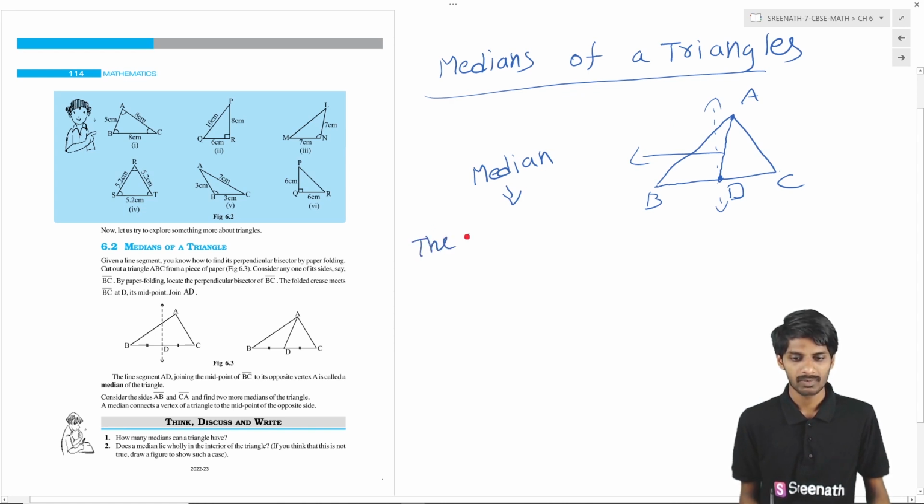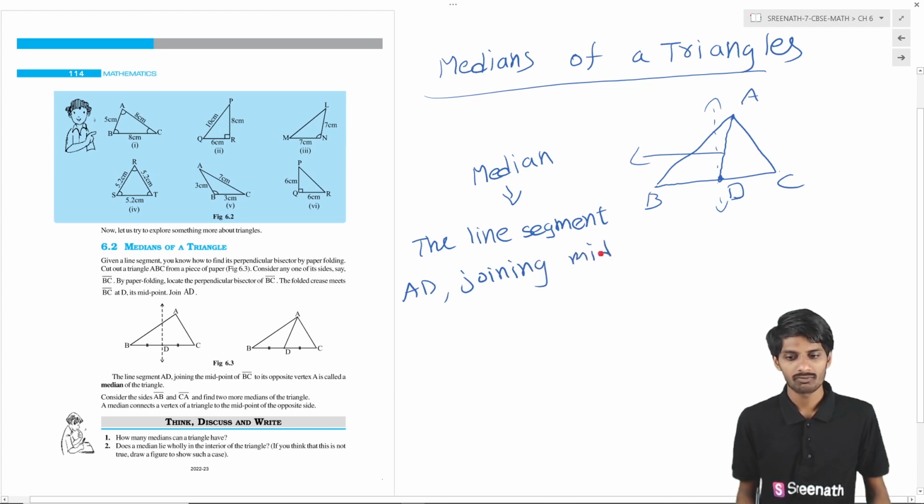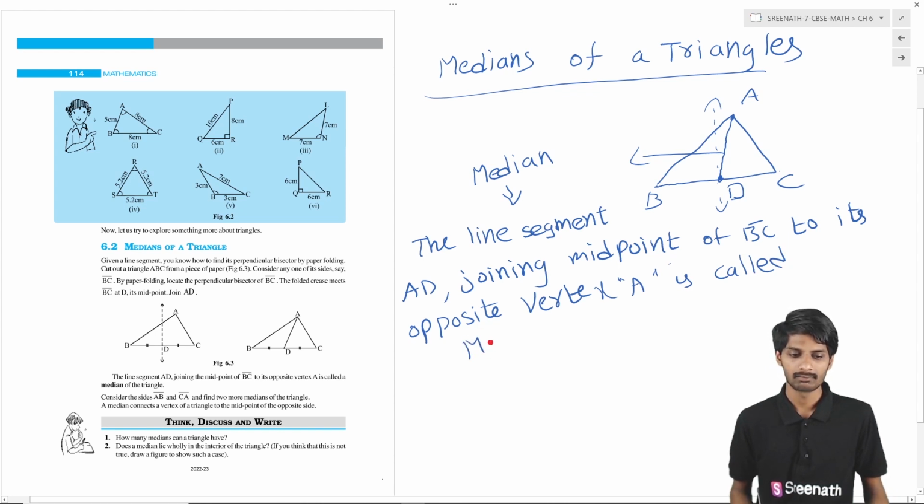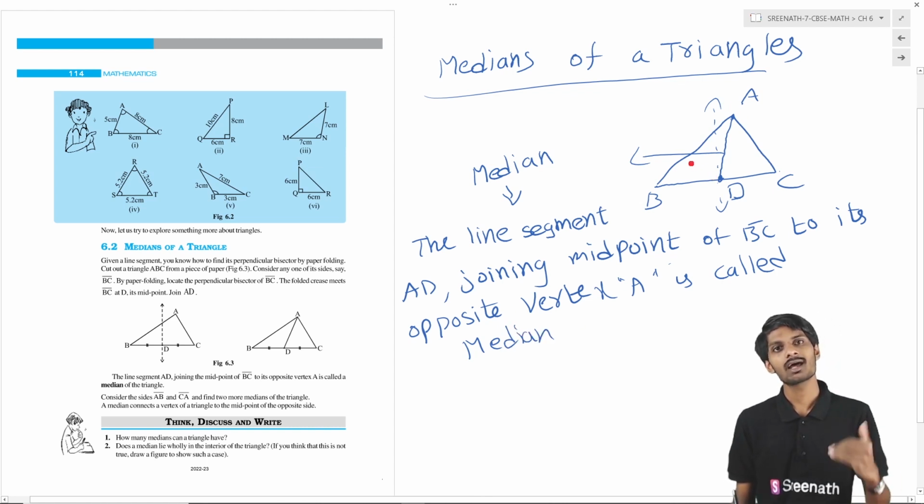So the line segment AD joining the midpoint of BC to its opposite vertex. What is its opposite vertex, friends? That is A. The line segment joining the midpoint to the opposite vertex A is called a median. We call it the median of the triangle. So this is one median, students. You can draw other medians also.